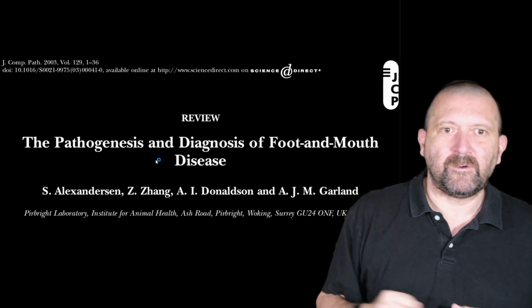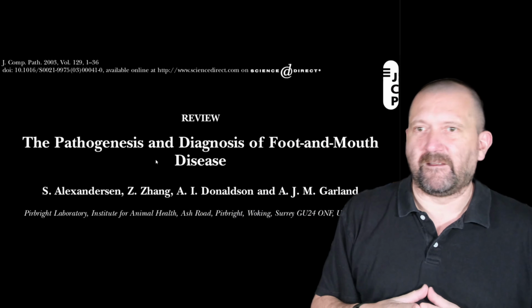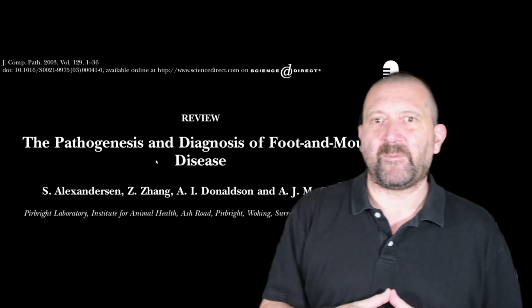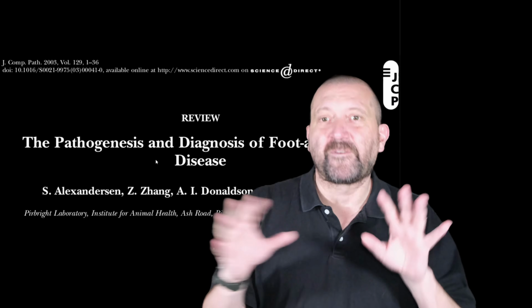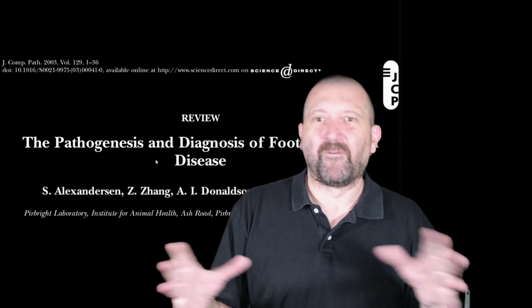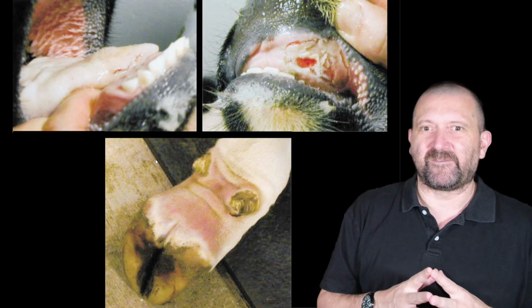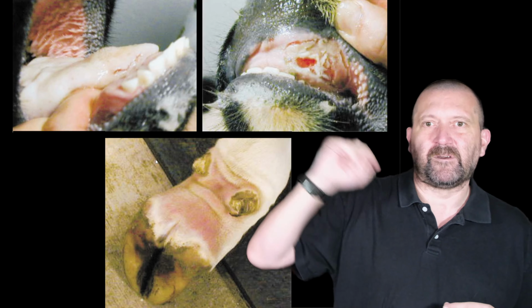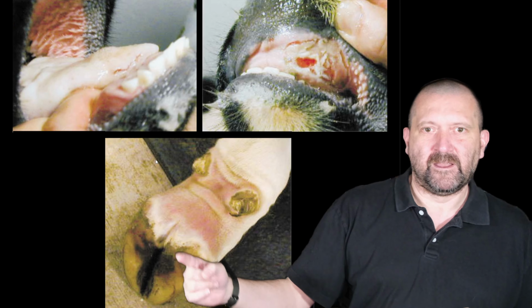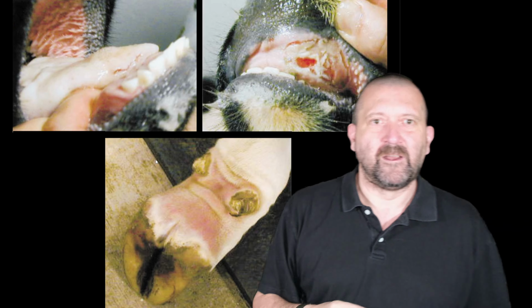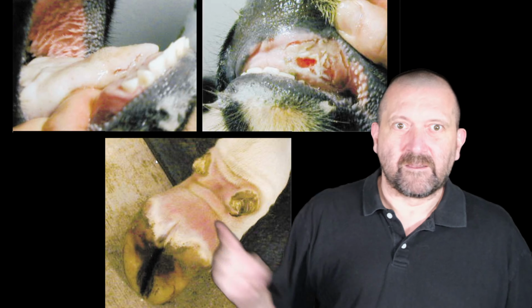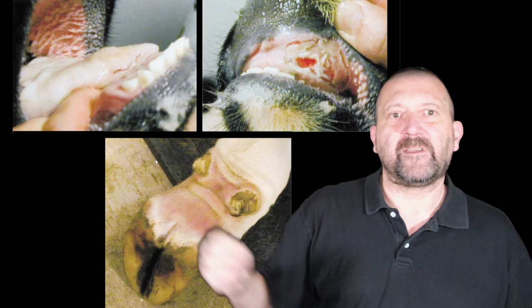Here's another paper by Alexanderson and others about the pathogenesis and diagnosis of foot and mouth disease. Most of those papers overlap quite a lot, but that paper has some pictures that I wanted to show. These are some lesions in a cow. You can see the blisters in the mouth. You can see lesions between the hooves, between the parts of the hoof. You can see lesions on the tongue here.